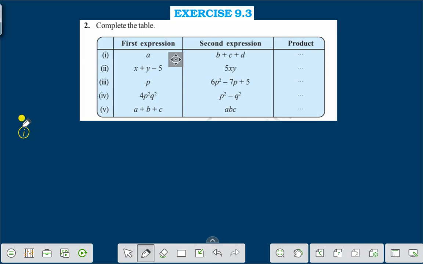Question number 1 is A into (B plus C plus D). That will be equal to A into B plus A into C plus A into D. That will be equal to AB plus AC plus AD. Question number 1 done.